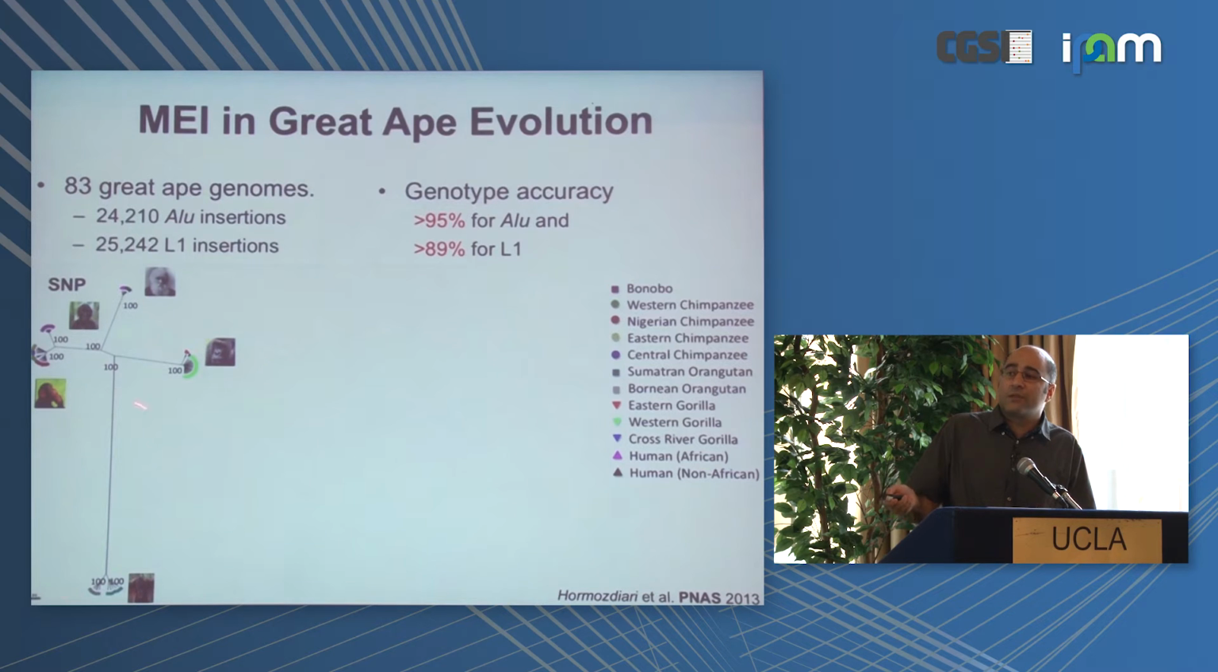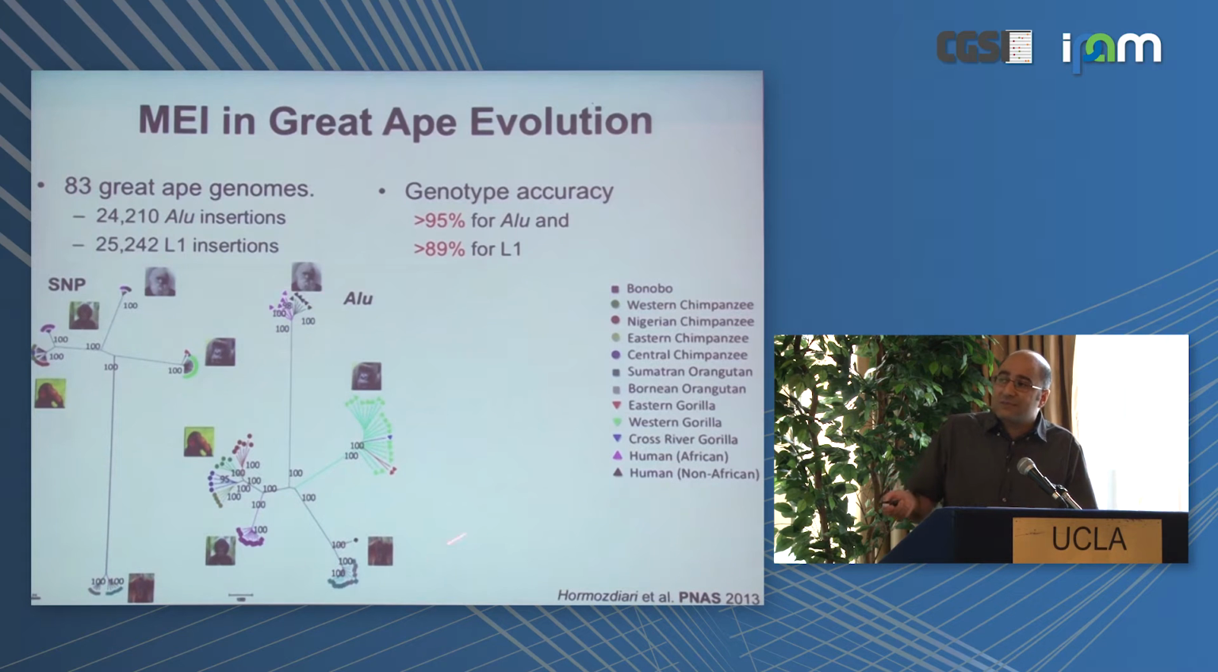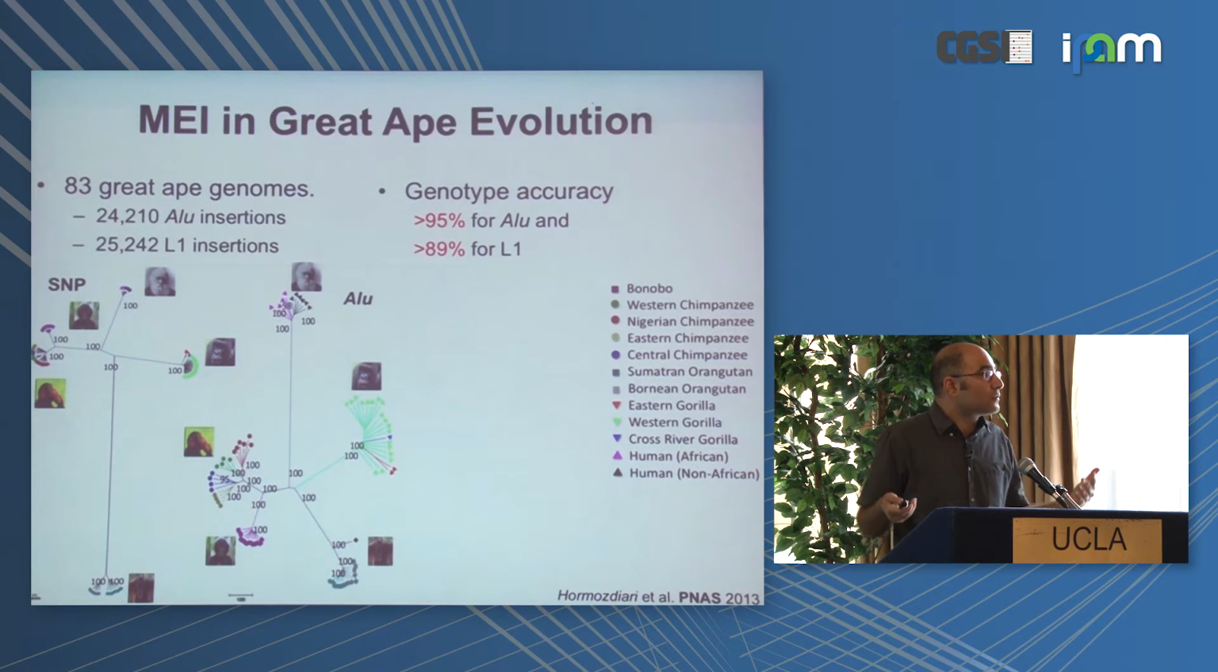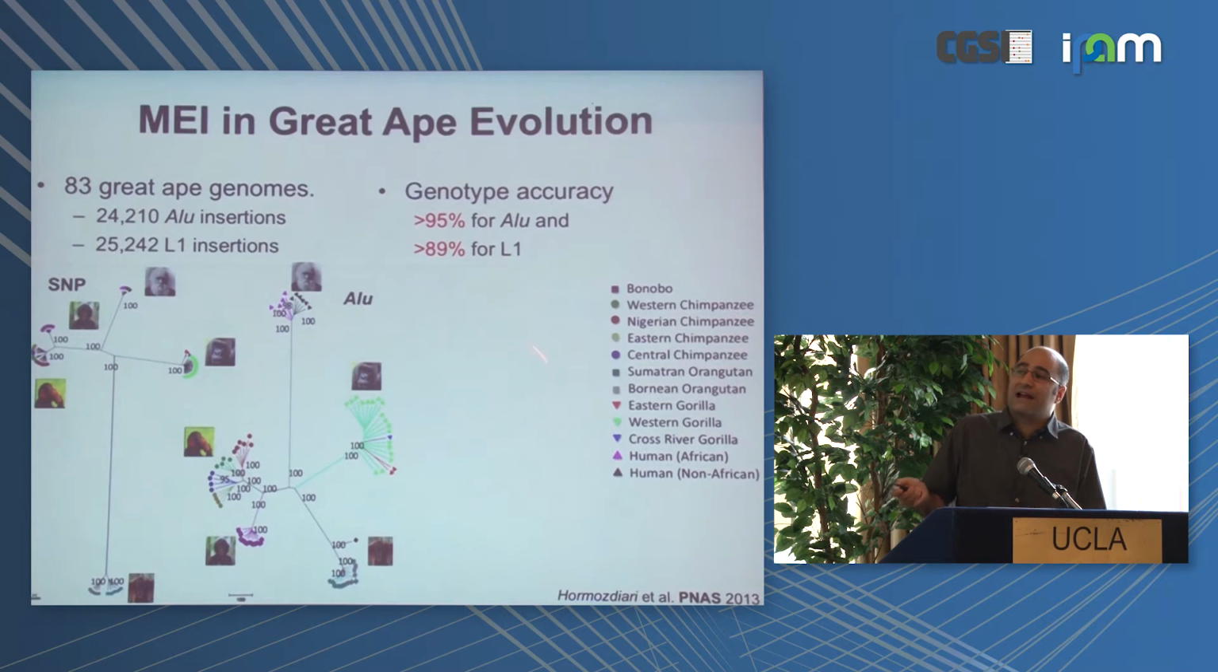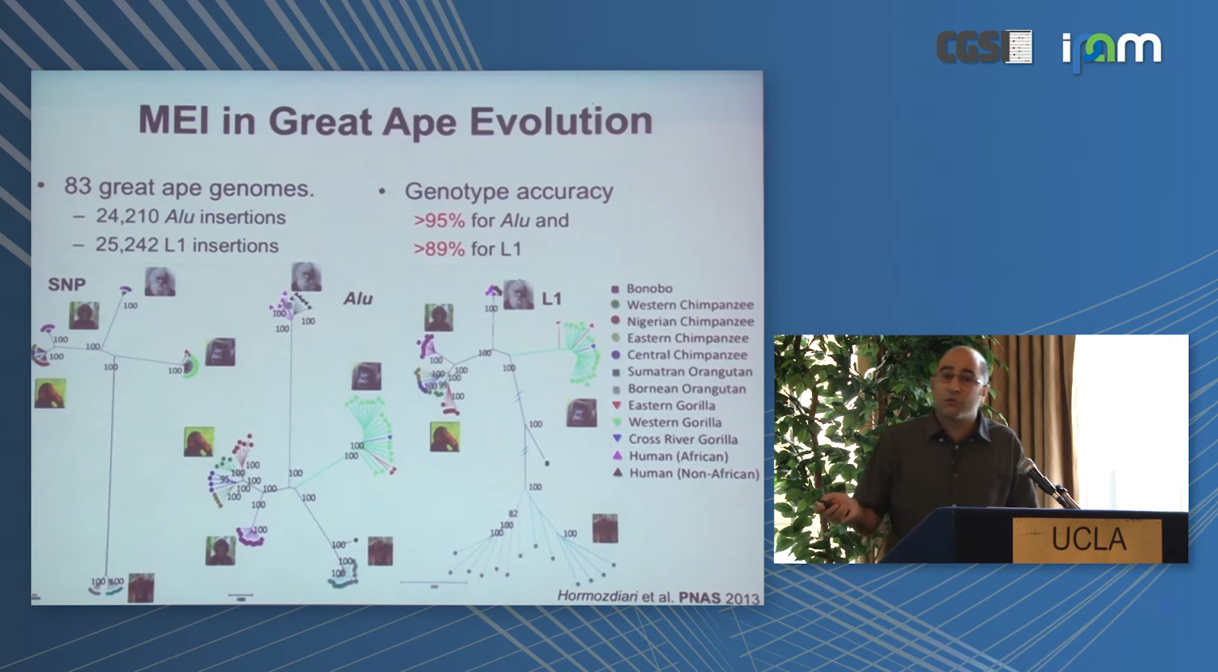As you can see very nicely, each species is separated. Here are humans, gorillas, chimpanzees, bonobos, and orangutans. It works very nicely, and not only that, it also separates the subspecies. Different colors indicate different subspecies of these species. When we do exactly the same thing using mobile element insertions, for instance Alu insertions, we can capture the same structure of species: human, chimpanzees, bonobo, gorilla, orangutan. The same for L1 insertions.